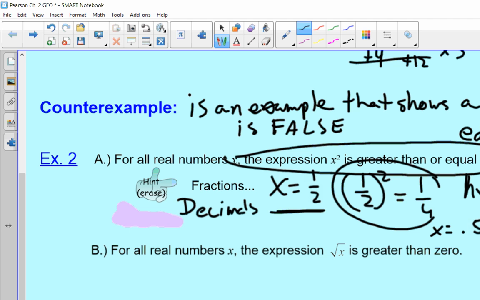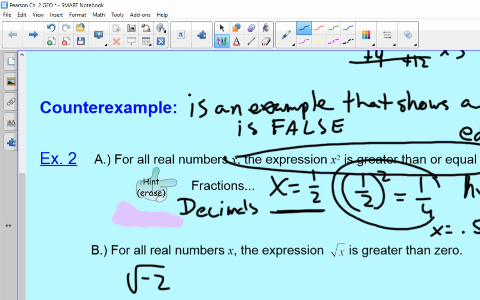Part B, for all real numbers x, the expression the square root of x is greater than 0. This one's kind of a tricky question. There's really only one answer for this. What some kids will say, well, how about -2? Well, you can't take the square root of a negative number. That goes against the rules of what a square root is.